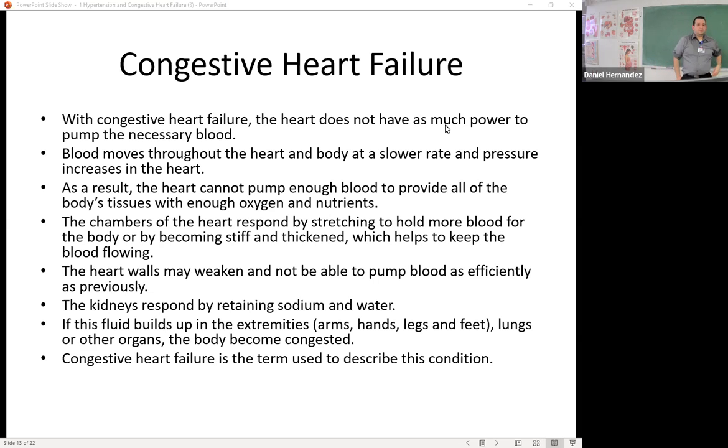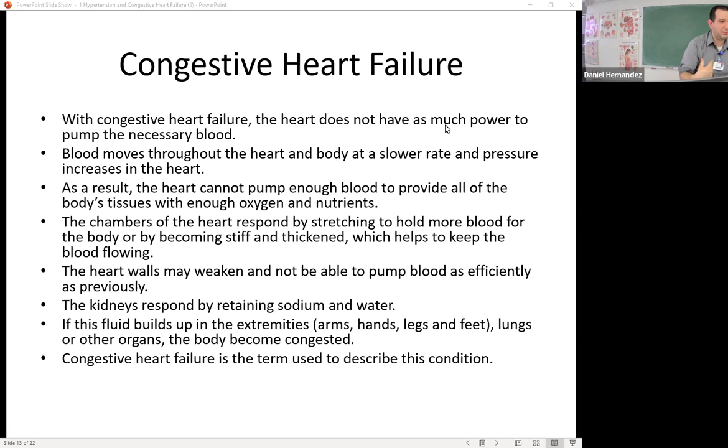So then we also have the term congestive heart failure. You're going to hear this a lot as you're working: this patient has CHF, they're in congestive heart failure. So what does that specifically mean? The term congestive heart failure refers to a heart that doesn't have the ability to pump out necessary blood to the body.